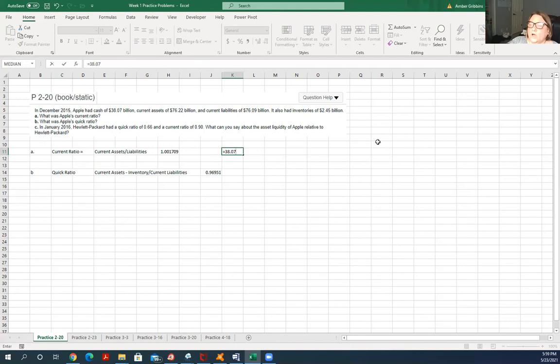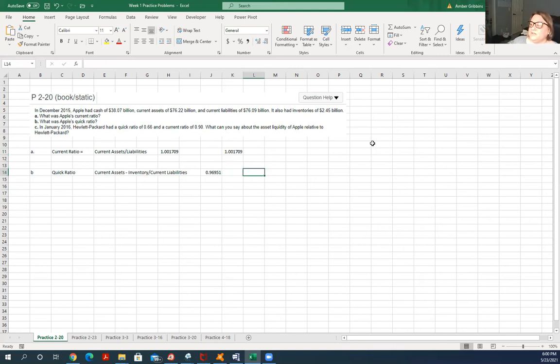So we'll take our current assets, boy, a tough start, 76.22 billion and divided by our current liability, 76.09 billion, and we get for every $1 in liabilities, we have 1.001709 in assets. So assets covers a little bit more to liabilities.